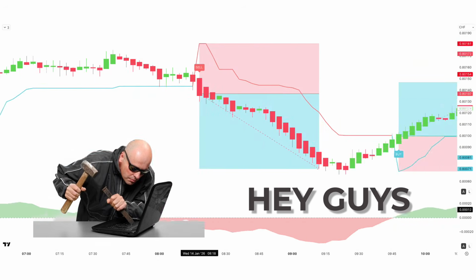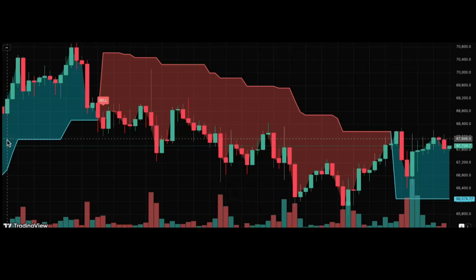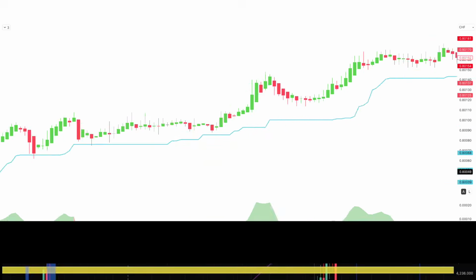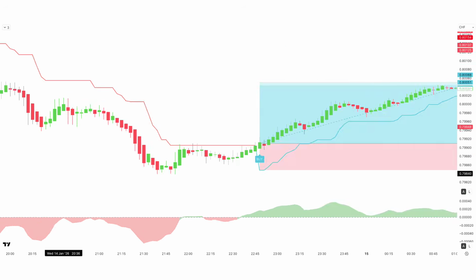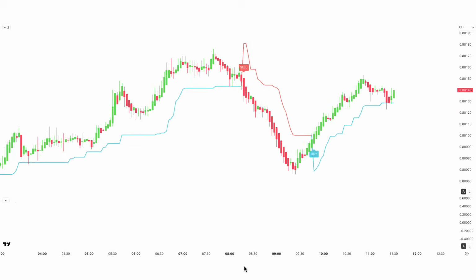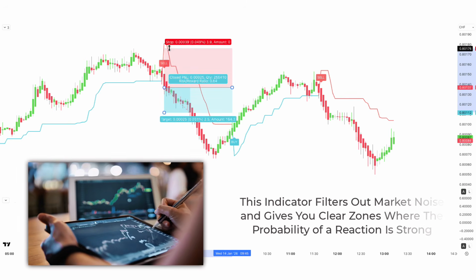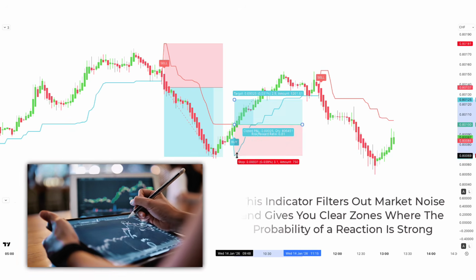Hey guys, serious traders don't look for shortcuts, they look for structure. Today I'm going to show you a new updated TradingView indicator that identifies remarkably precise buy and sell levels on the chart. That's why they say it works every time, because this tool delivers consistency, not excitement. This indicator filters out market noise and gives you clear zones where the probability of a reaction is strong.